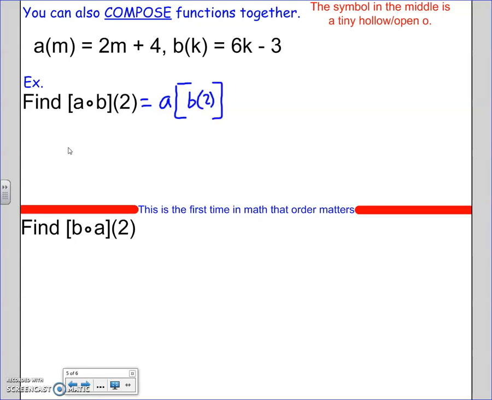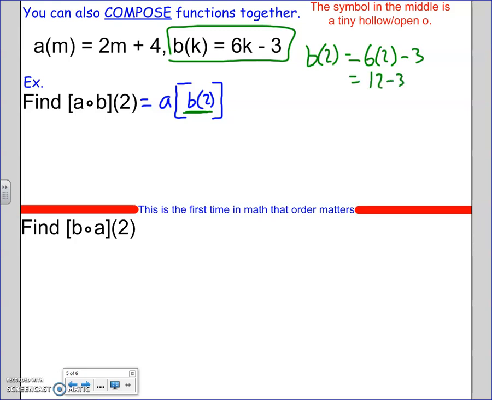So this is 2 mini problems. We're going to find this part first. We're going to find B of 2. So I find the side right here. B of 2 means go to equation B right here and plug in 2 for K. 6 times 2 minus 3. That's 12 minus 3. Well, that's 9. So now this part here is 9.